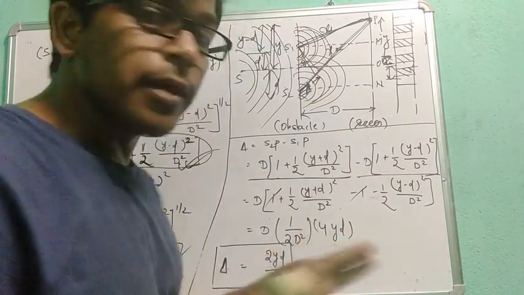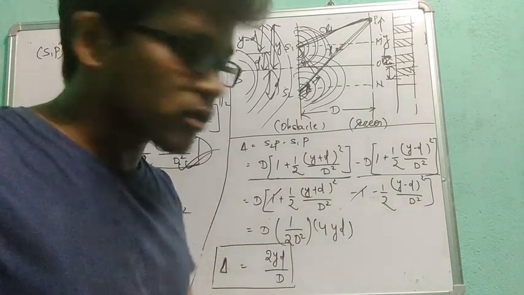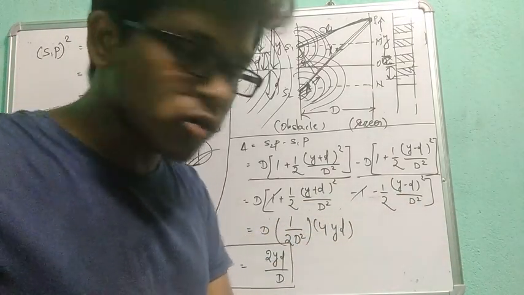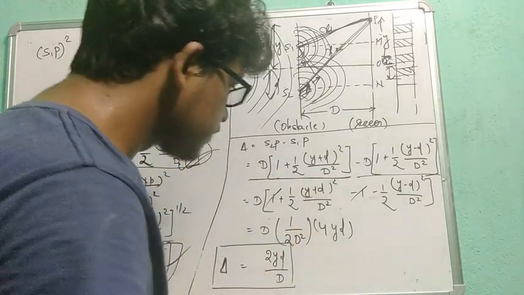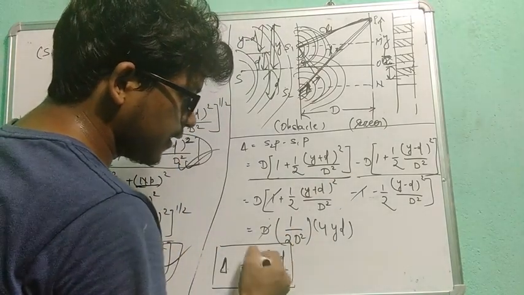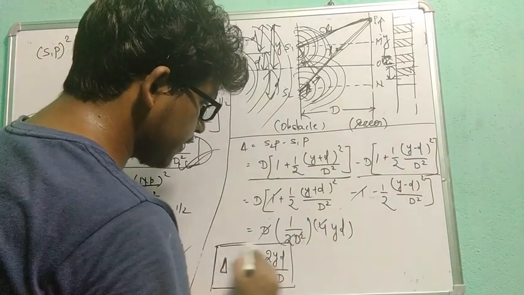So I am giving you a hint also. Here y plus d square means simple a plus b whole square. Here also y minus d means a minus b whole square. Simply put the formula, solve, you will reach here. D and d get cancelled, 2 get cancelled, 2yd divided by d.